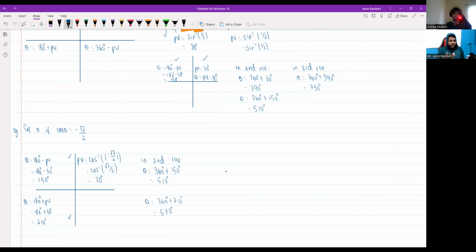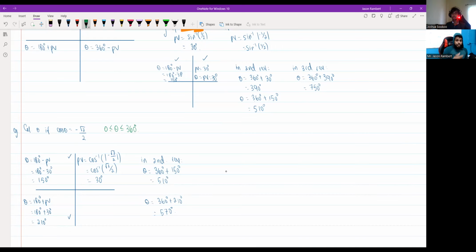Now again, I could go into the third revolution, the fourth revolution, the fifth revolution, and I could keep going on and on and on. Where do I stop? As this question stands, the question has no restrictions attached to it. When you get a question in exams, you will get a restriction attached to it. And the restrictions look something like this: 0 is less than or equal to theta is less than or equal to 360 degrees, generally.